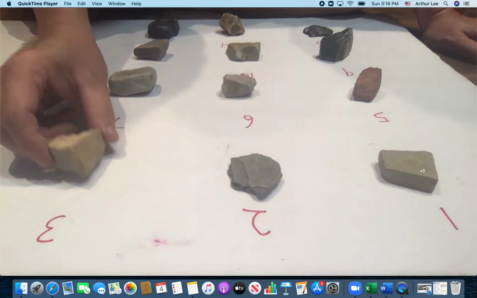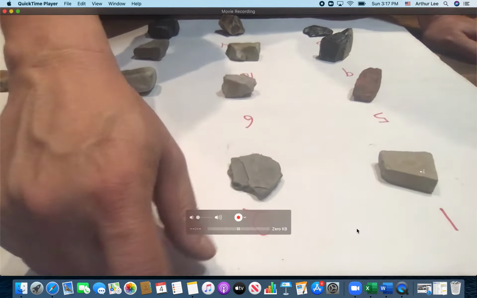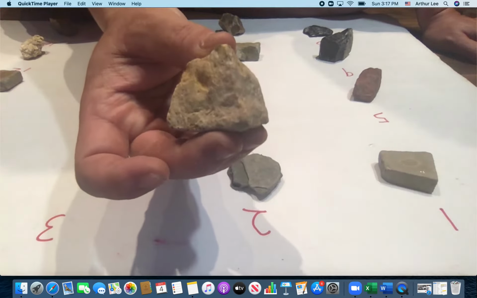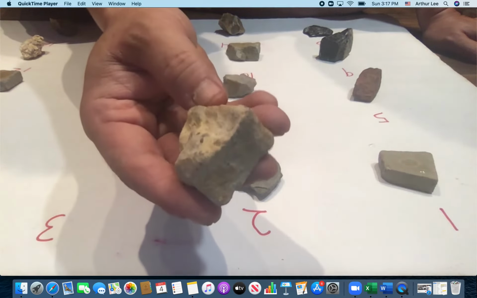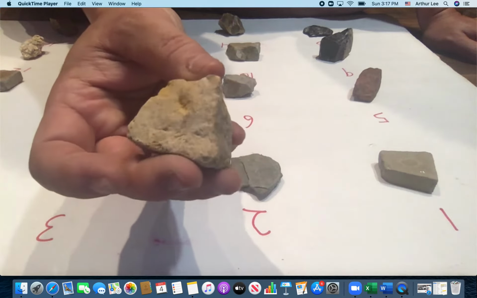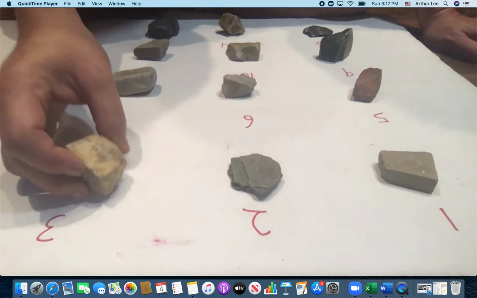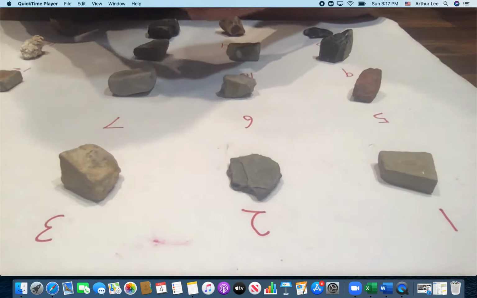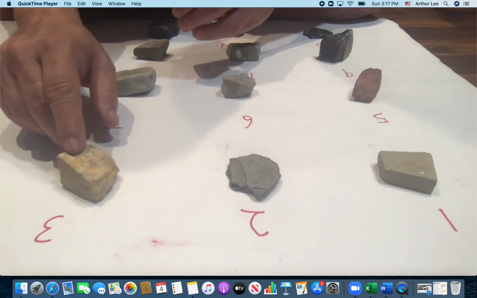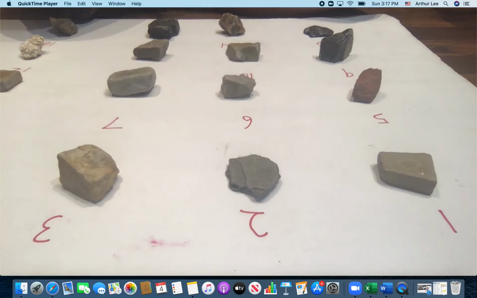Sample number three. Note the color, and also when I put some acid on three, first nothing happens, but then you get a gentle chemical reaction.